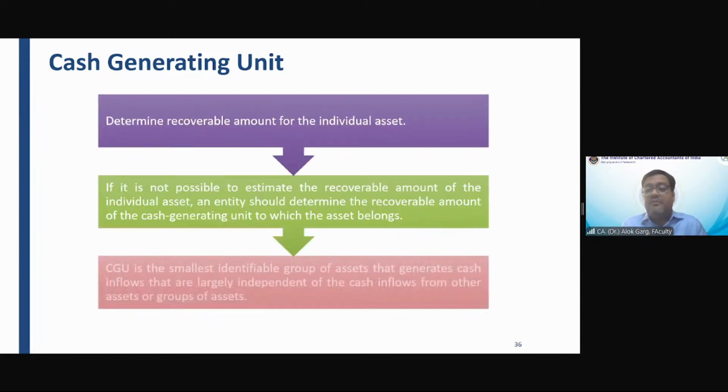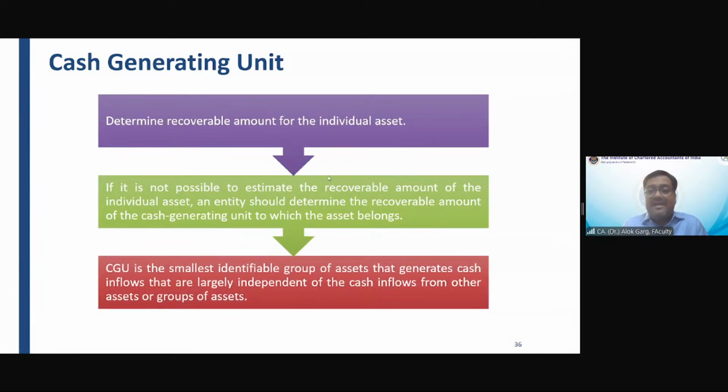What is the definition of cash generating unit? Cash generating unit is the smallest identifiable group of assets that generate cash inflows that are largely independent of the cash inflows from other assets or group of assets. Simple definition: cash generating unit is the smallest identifiable group of assets which can generate cash flow independently. Right? Friends, the standard says that first of all, you need to determine the recoverable amount for the individual asset. Okay.